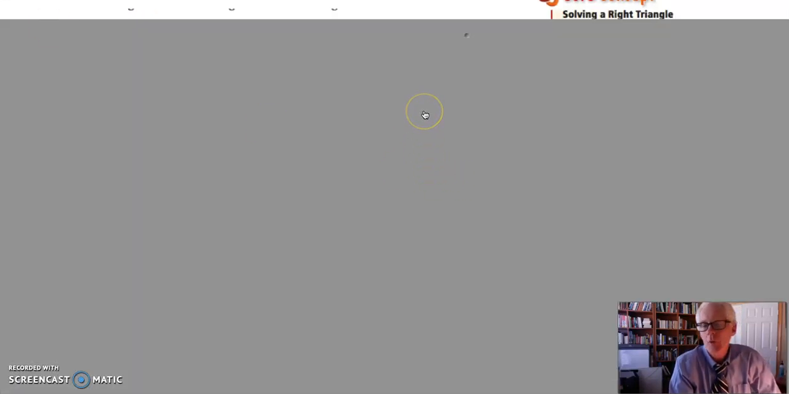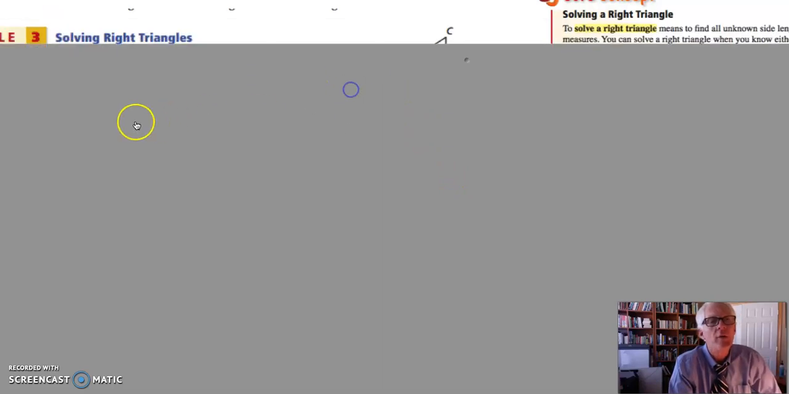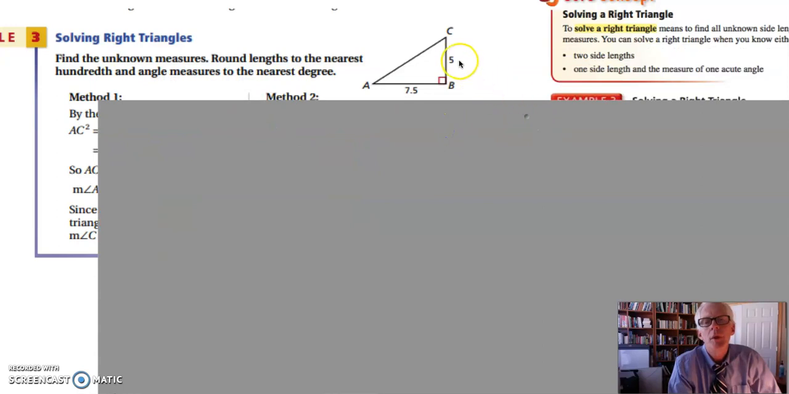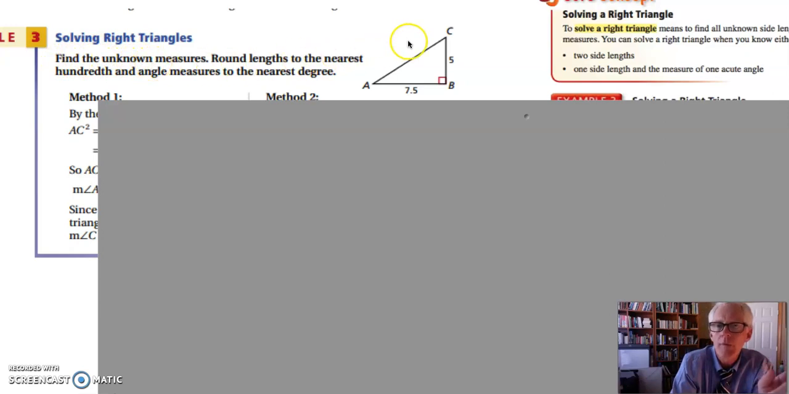So this is how you solve. Today we are solving right triangles. So what you want to do now is this. Here is our triangle. We know this side. We know that side. We do not know these two angles. To solve a right triangle, we need to find all of the unknown measures, meaning we want to find this length, and that angle, and that angle.